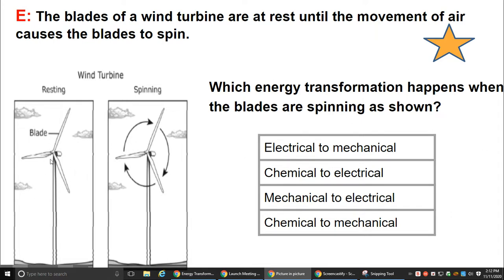The blades of a wind turbine are at rest until the movement of the air causes the blades to spin. Which energy transformation happens when the blades are spinning as shown? So, when the blades spin, we have energy that is energy of motion, mechanical, which is being transformed to electrical.